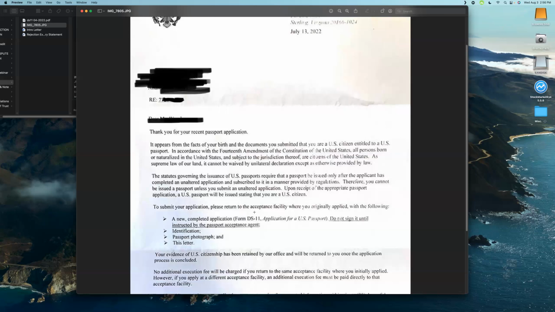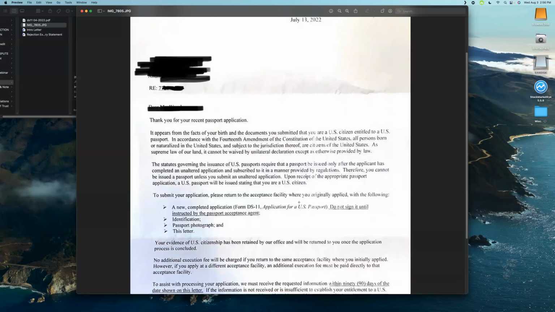To submit your application, please return to the acceptance facility where you originally applied with the following: a new completed application. Do not sign it until instructed by a passport acceptance agent. Now, let me talk about this. The application tells you where you can submit your passport application. I highly recommend that you only go to the county clerk's office in your local town. Do not go to a United States Post Office service center, because it is all about seals.